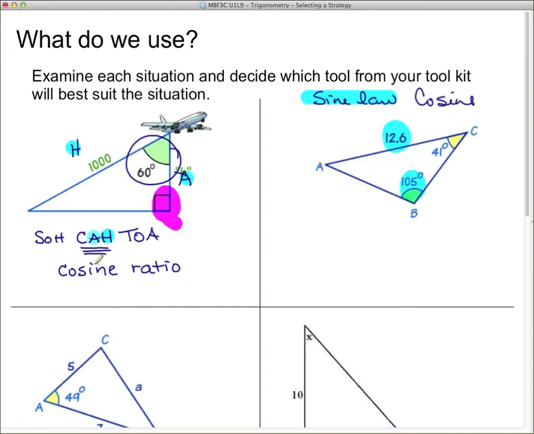We have a winner. And what I'm going to do with this one, since the other piece of information I have on this diagram is an angle, what I would be doing here is finding a side. Okay, so this is sine law, mostly because we have an angle side pair. We have an angle side pair.